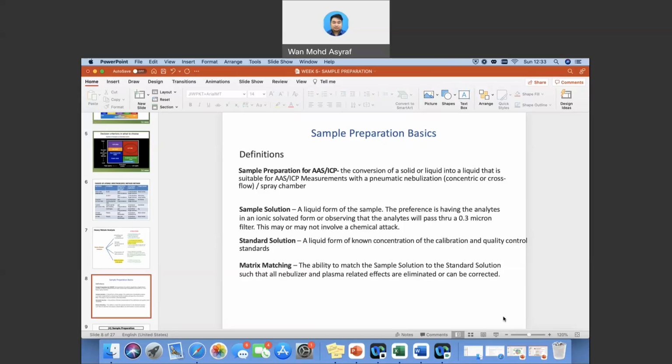So you know the concentration, while for your sample solution, you know that there is copper inside, but you don't know how much it is. You don't know the concentration. But for the standard solution, when we are talking about standards, you know the identification of it. And then the last one is matrix matching, which is the ability to match the sample solution to the standard solution such that all nebulizer and plasma related effects are eliminated or can be corrected.